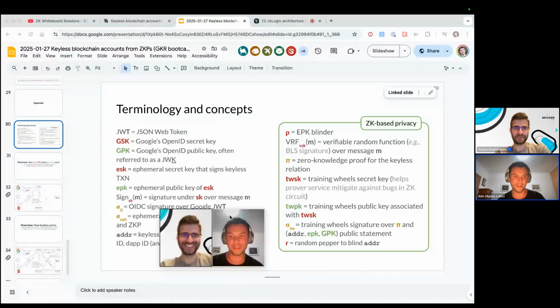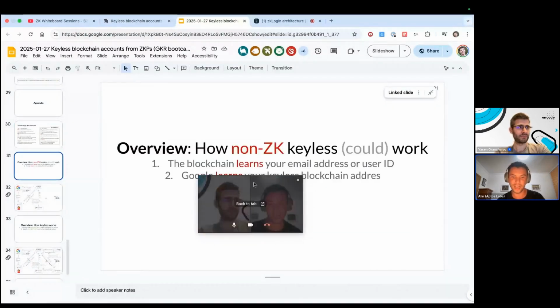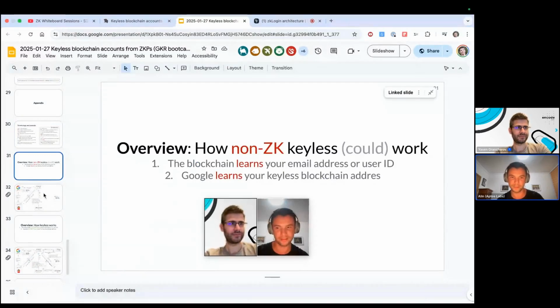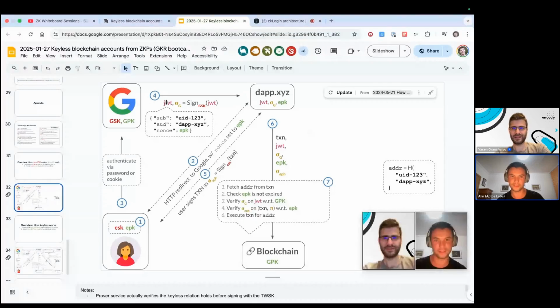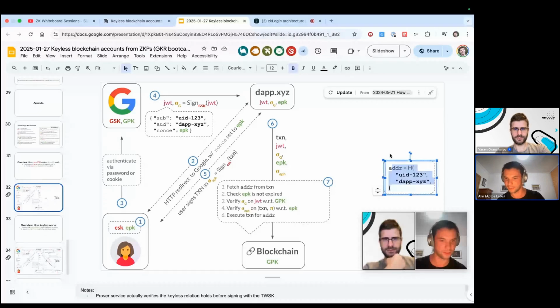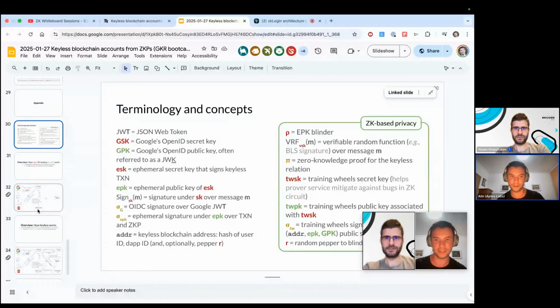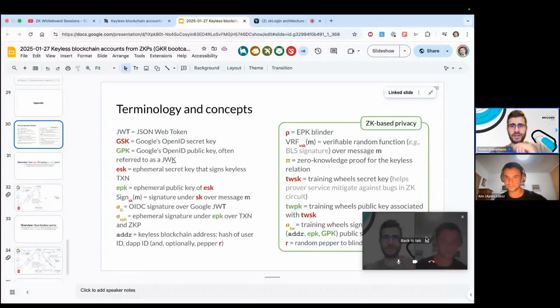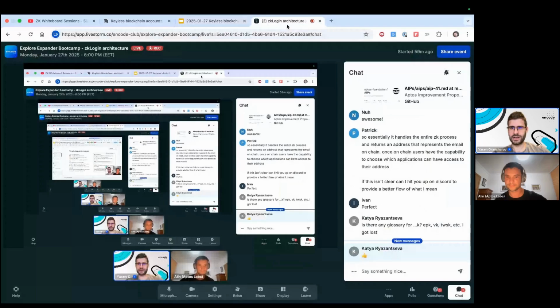And by the way, there's also a flow that is non-ZK. So it's a non-privacy preserving flow where the blockchain learns everything, and it's much simpler, right? So it's just Google signs, and then the user signs with the ephemeral secret key, and then you actually put all of the information on chain, the JWT and Google signature. So you leak everything, but there's no more prover service and there's no more pepper service. So there's no privacy on the address, right? So please take a look at that. And so this part of the terminology is for the simpler flow, and this part is for the ZK augmented flow.